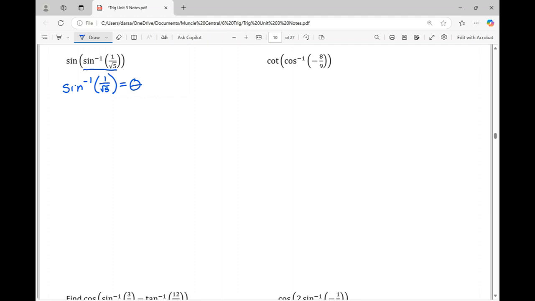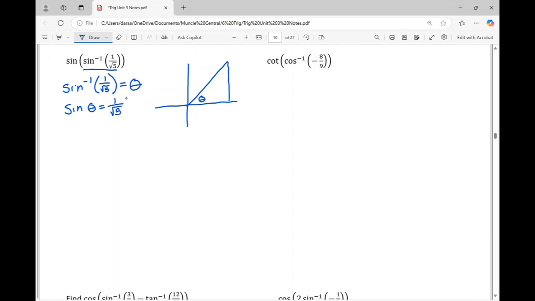Since we're plugging into a sine inverse function, this angle has to be in either quadrant 1 or quadrant 4. And since the sine is a positive number, 1 over square root of 5, this is in quadrant 1. So here's our angle theta. And what do we know about our angle theta? Well, we know that the sine of that angle is 1 over square root of 5 because that's what we plugged into the sine inverse.